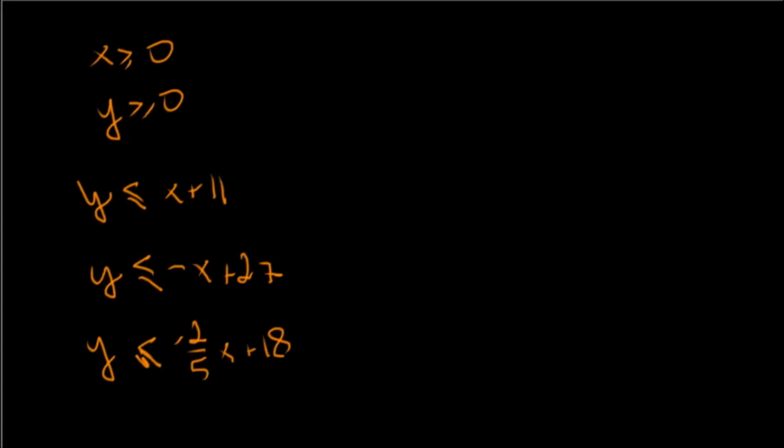Cool. Let's go ahead and graph them. We got x is greater than or equal to 0. That's going to be just all of this, everything to the right of the y-axis. Same thing with the y, so those lines, I'm going to go ahead and change the color. So we got x is equal to 0. We got y is equal to 0.